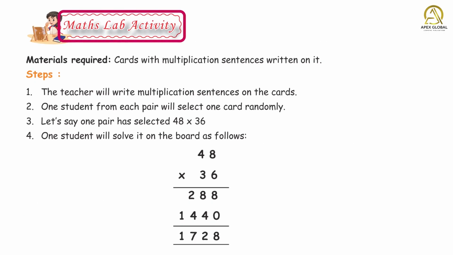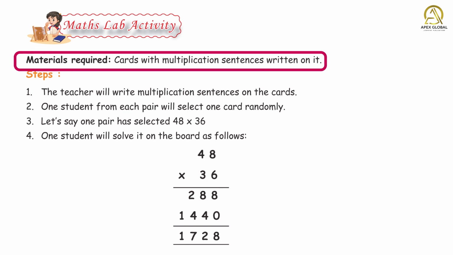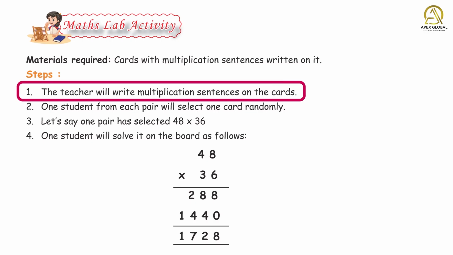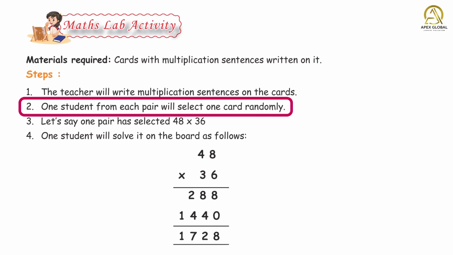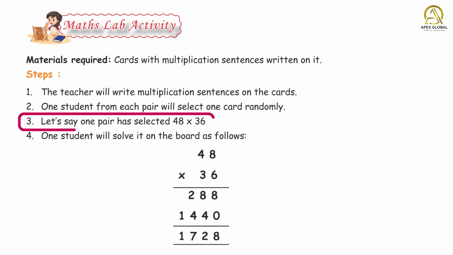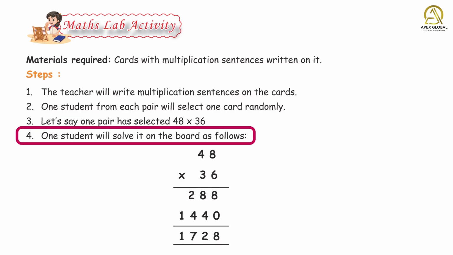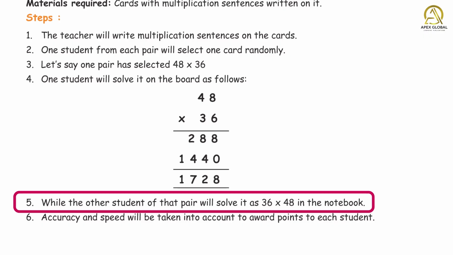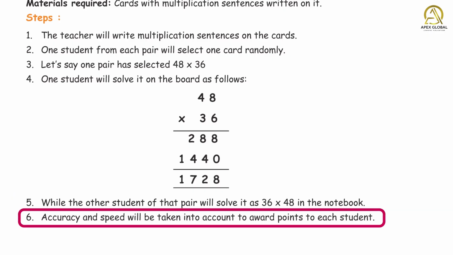Maths lab activity. Materials required: cards with multiplication sentences written on them. Steps. 1. The teacher will write multiplication sentences on the cards. 2. One student from each pair will select one card randomly. 3. Let's say one pair has selected 48 into 36. 4. One student will solve it on the board. 5. The other student of that pair will solve it as 36 into 48 in the notebook. 6. Accuracy and speed will be taken into account to award points to each student.